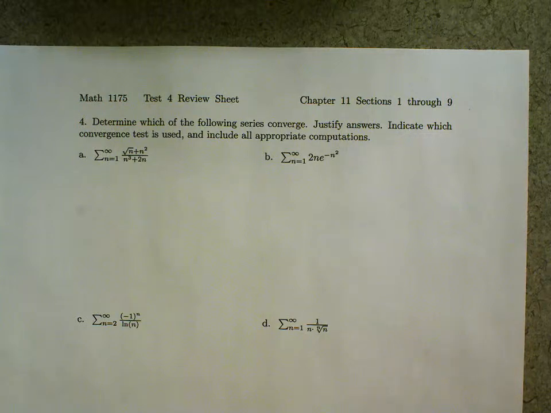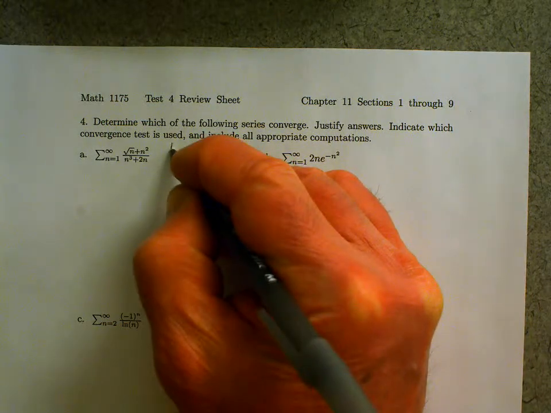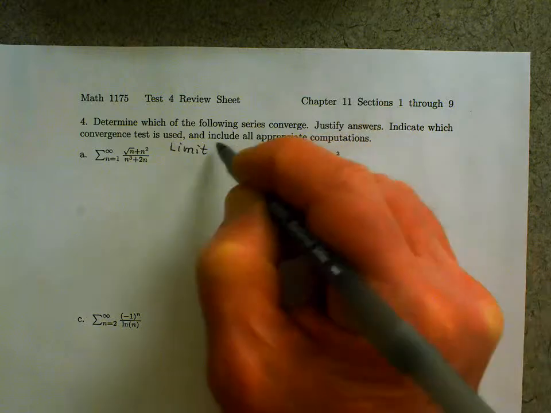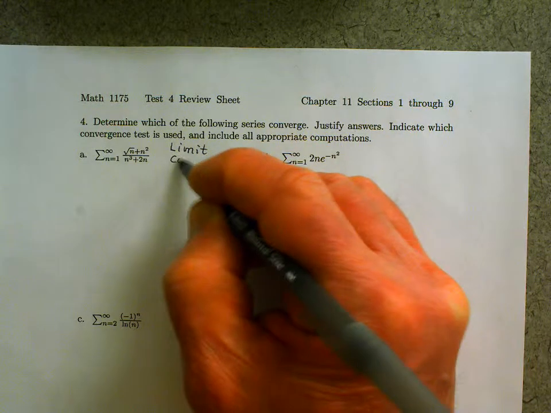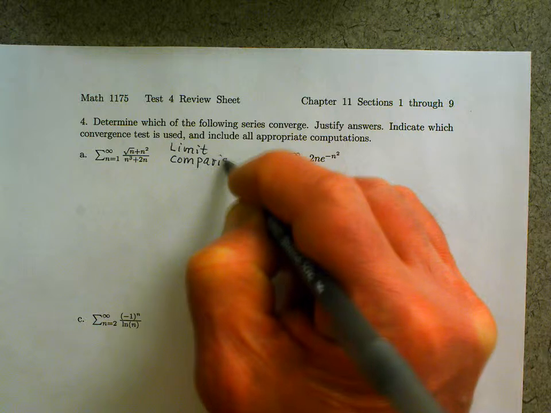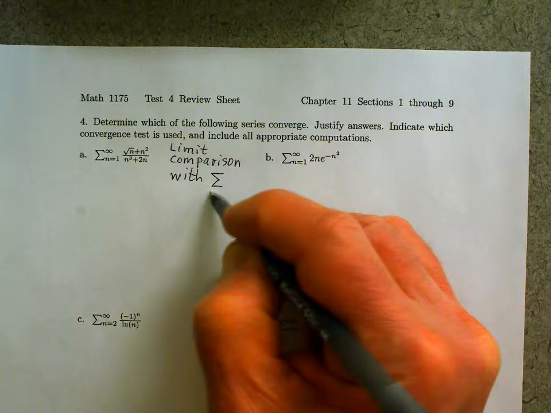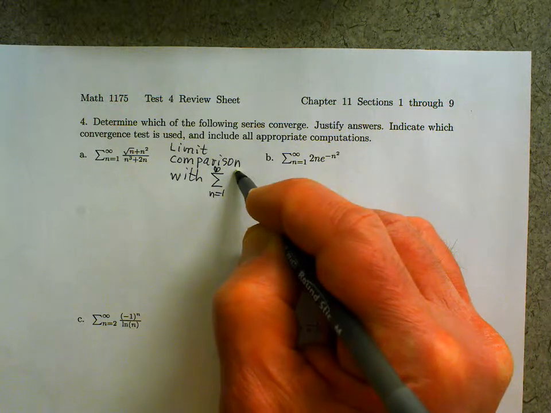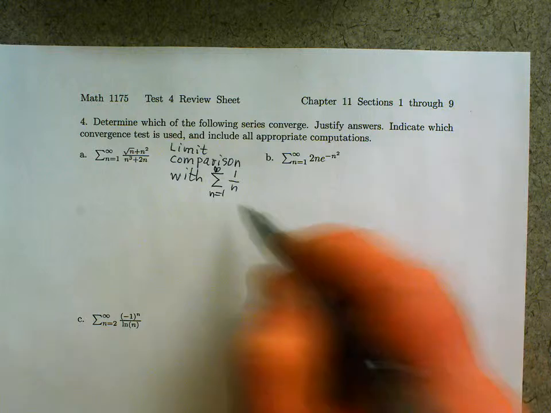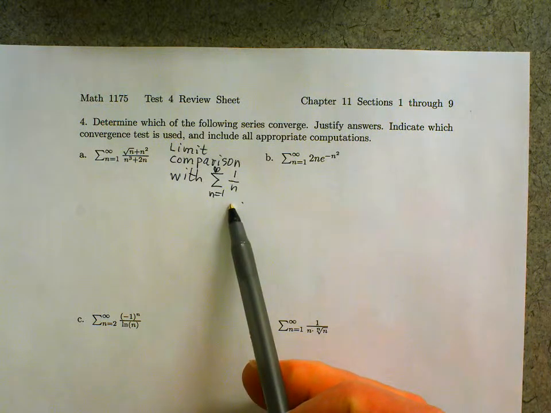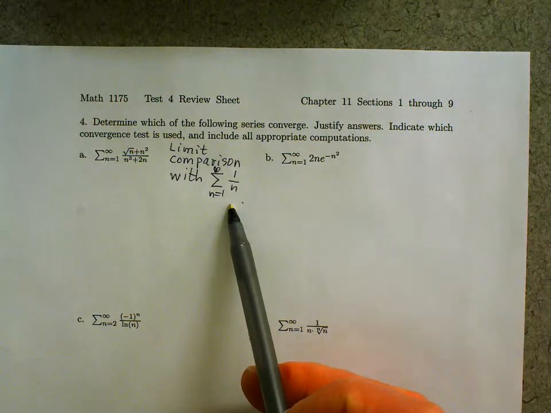So my thinking is maybe the limit comparison test with the series of the terms 1 over n. So limit comparison with the harmonic series, where the terms are 1 over n. Okay, what do we know about this series? Does it converge or diverge?